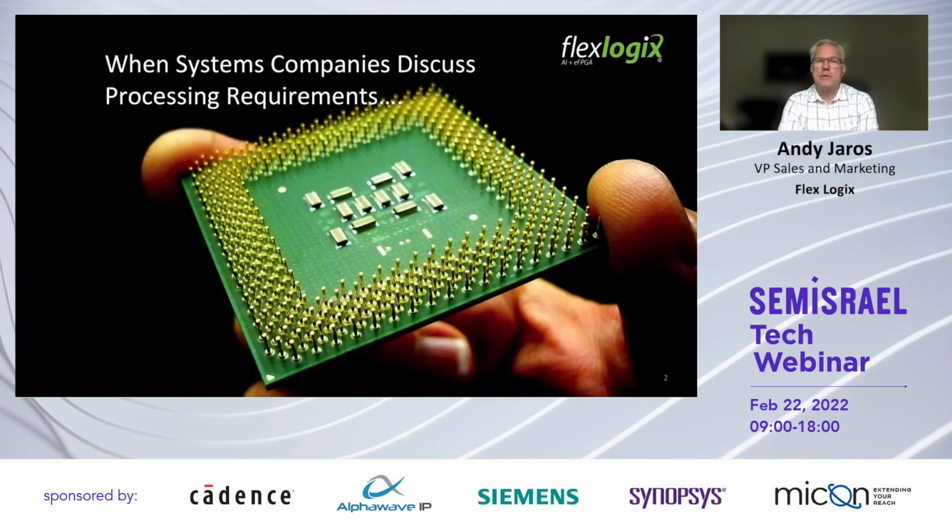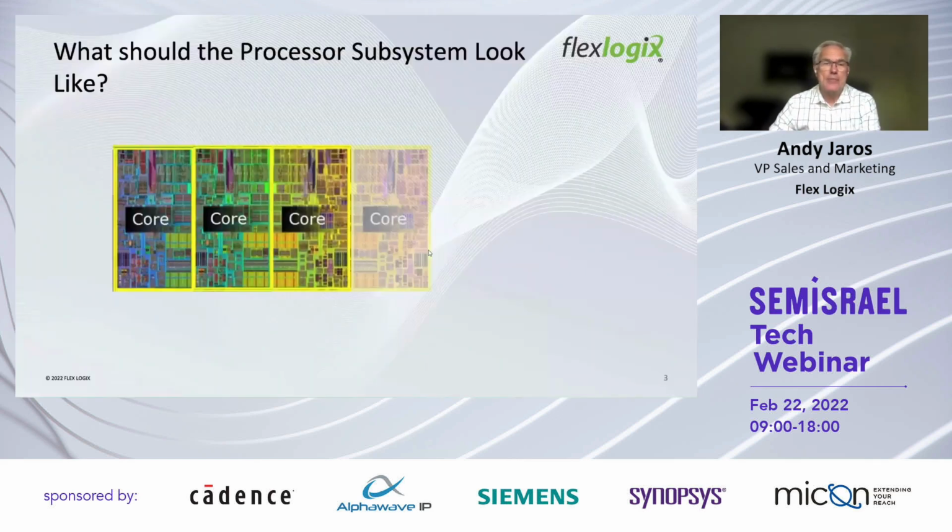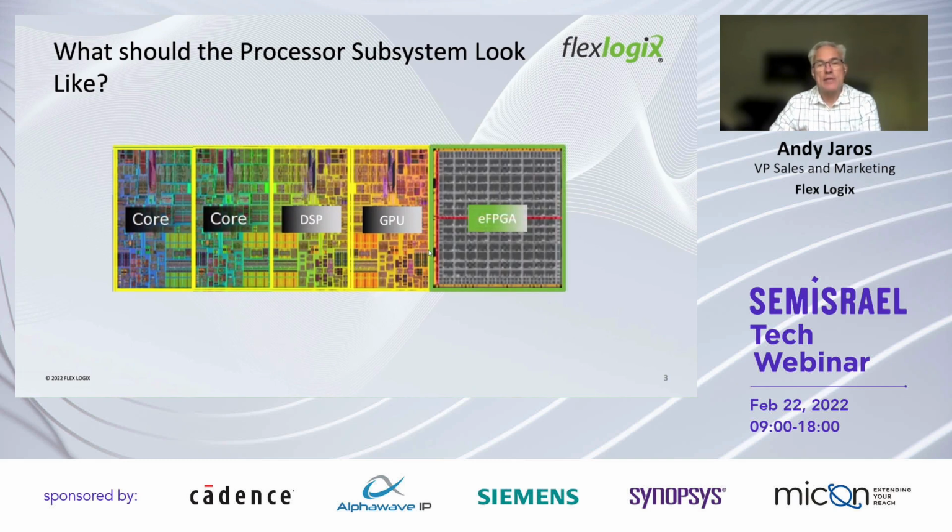When system companies are really looking at specifying their next generation products, the typical question and discussion always comes up: what should the processor subsystem look like? Do you take your existing subsystem and add more processors to it, maybe upgrading your processor to the next architectural level and higher performance? Or do you add more processing capabilities such as a DSP or GPU to give you more variability? One compute resource that rarely, if ever, gets considered is on-chip FPGA, also known as embedded FPGA or eFPGA.